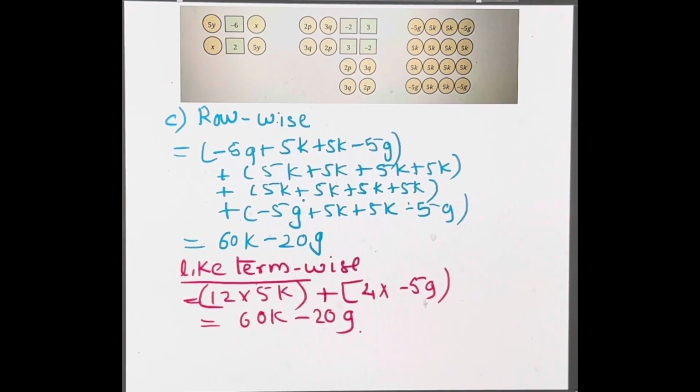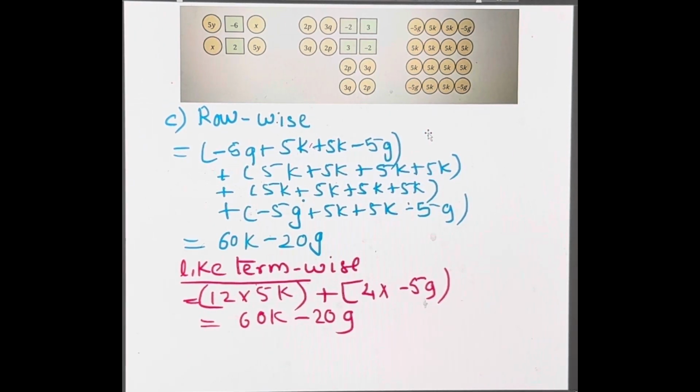If you see column wise, also you see the first column: minus 5g, plus 5k, plus 5k, minus 5g. So first column is similar to first row. Second is all 5k, 5k, 5k. Right? Third is also 5k, 5k. So it is similar to row wise. Minus 5g, 5k plus 5k minus 5g. Right? So without writing also you can say, because rows and columns have the same terms. So you'll get the same answer.